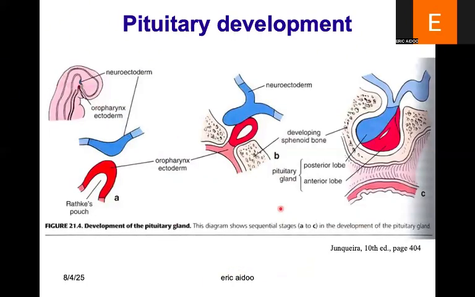So during the development, you have the neuroectoderm contributing to the posterior pituitary, and then the oral ectoderm in red contributing to the anterior pituitary. All right. That's why I have the blue and red. This has been covered in one of my videos. So you can look at that for more details.